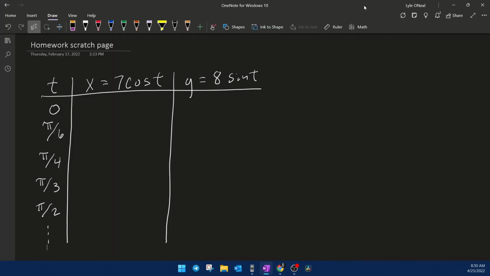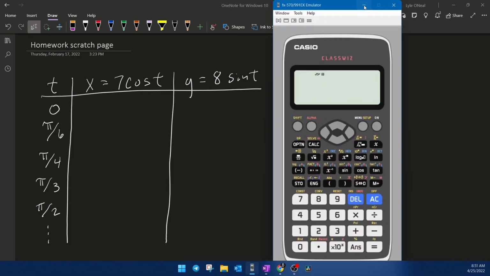Okay, so over here in my scratch work, I've copied down my parametric equations and started listing the values that t could be. It said that t goes from 0 to 2 pi, and so I've just chosen the first few unit circle angles. What we're going to do is plug in for t and calculate some ordered pairs. The best way to do that is with our Casio class whiz. Since these are radian angles, we need to make sure we're in radian mode.